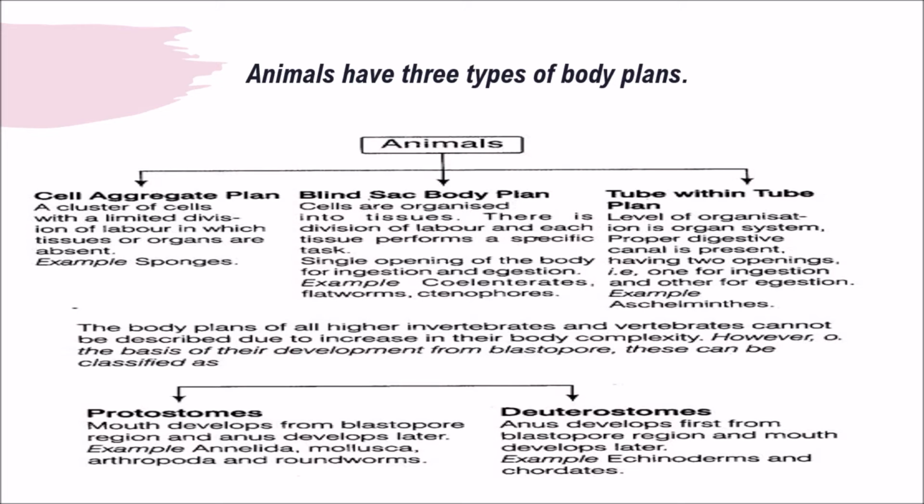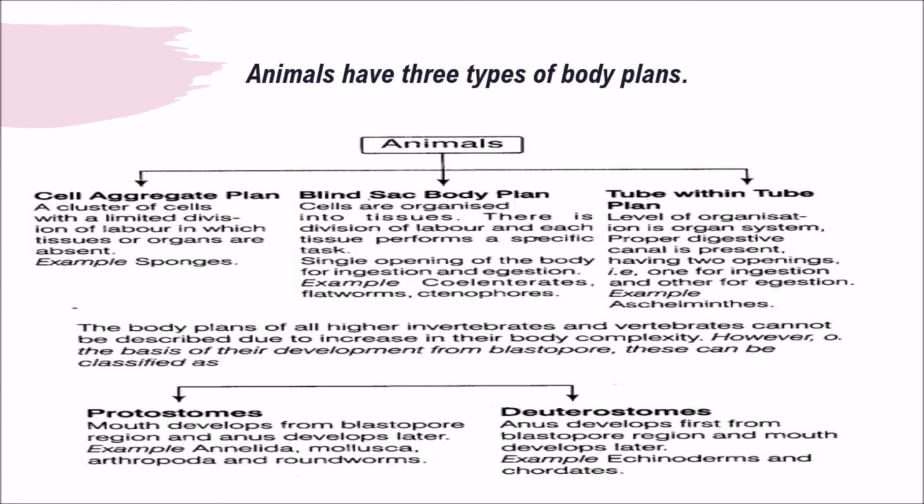That is about the three types of body plans which we have. What are they? Cell aggregate plan, blind sac body plan and tube within tube plan. A cluster of cells with limited division of labor is present in the cell aggregate plan, cells organized into tissues with a specific task is the blind sac body plan, and a level of organization with organ system and proper digestive canal is in the tube within tube plan.